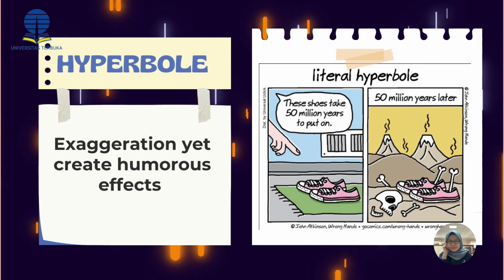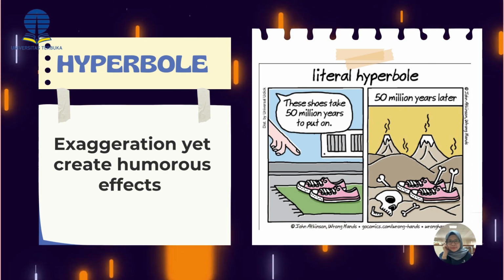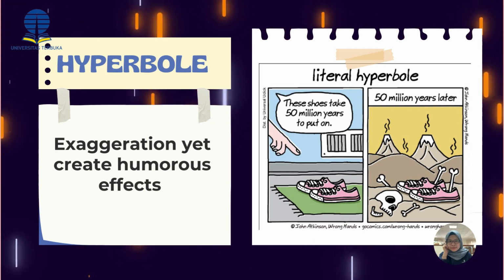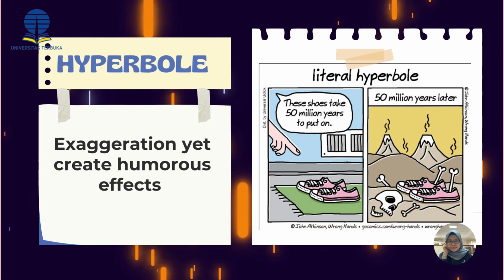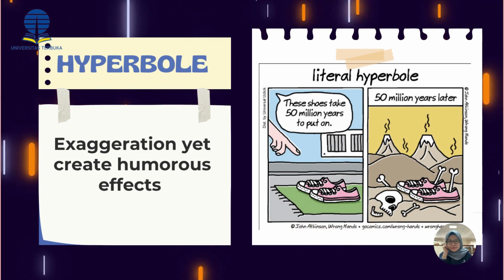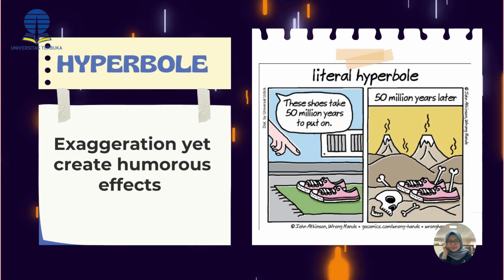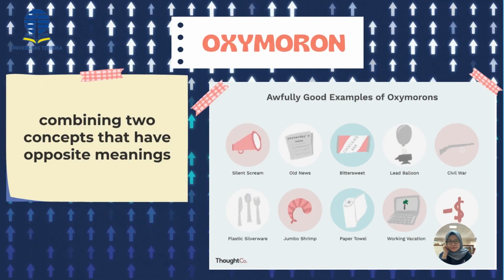On the left picture, it is said that the shoes take 50 million years to put on. Then, on the right picture, it is shown that the shoes have existed 50 million years ago, used by a person. Logically, it's very impossible. Yet, to show the durability of the shoes, people use hyperbole.